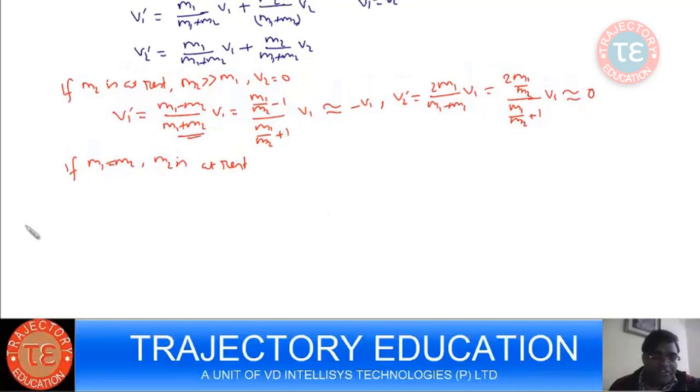See, I can just put over here M1 equals M2. So what do you get? V1 dash is 0 and V2 dash is what? If M1 equals M2, V2 dash is V1. It means when M1 was moving with V1, M1 comes to rest and M2, which was at rest, starts moving with the same velocity as V1, right? So they interchange the velocities. That's a beautiful case, right?